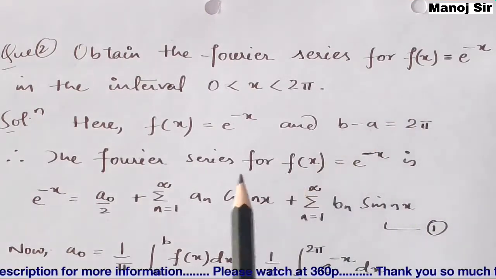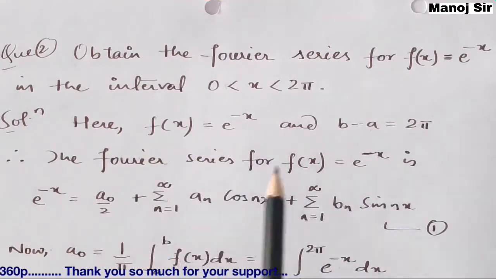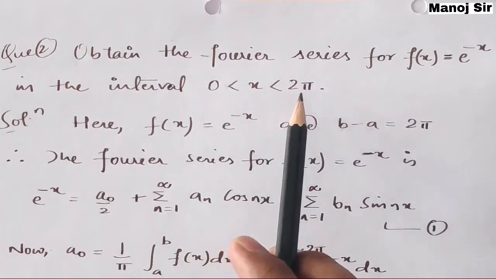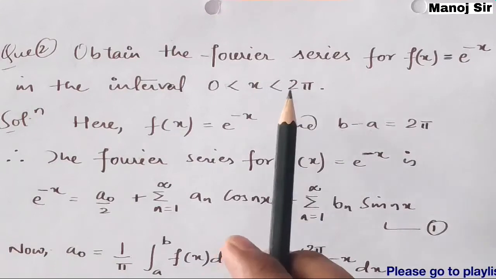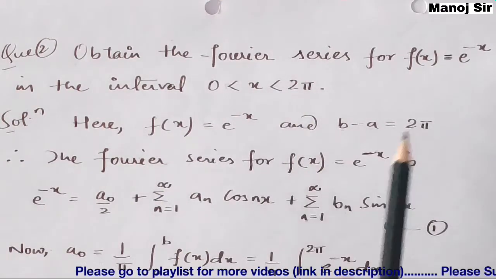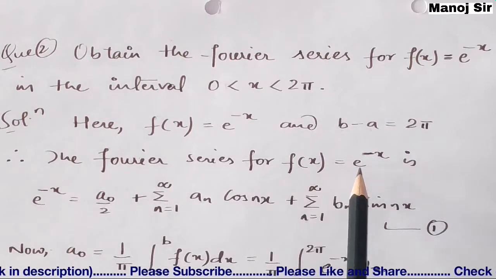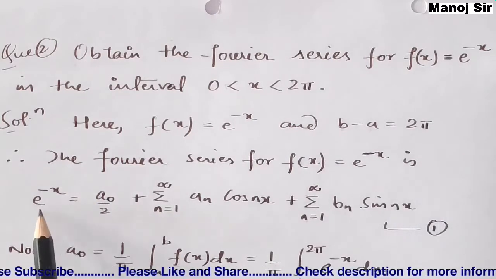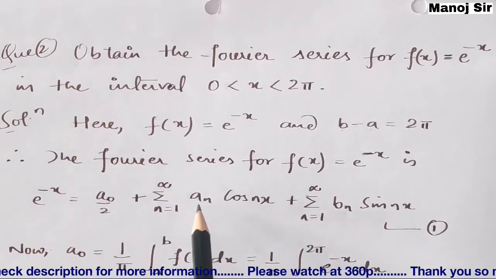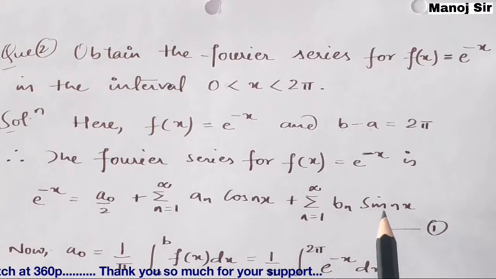Very good question. So here in this problem, f of x is given as e to the power minus x and the value of b minus a becomes 2 pi. This is a, this is b, b minus a is 2 pi minus 0 equals 2 pi. Since b minus a equals 2 pi, we can say the Fourier series for the function f of x, which is e to the power minus x, is given by e to the power minus x equals a naught upon 2 plus summation n equals 1 to infinity an cos nx plus summation n equals 1 to infinity bn sin nx.